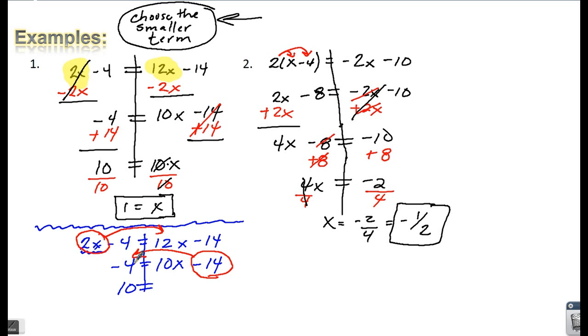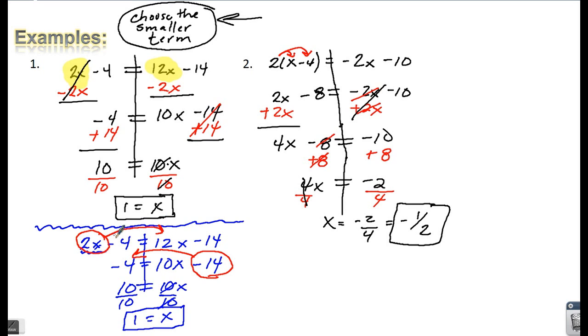So that now we have 10 equal to 10x. Now the last thing to do is to divide by 10. And that means that x is going to equal the value of 1. Now notice how easy, not so much how easier it is. The mental math is not difficult.